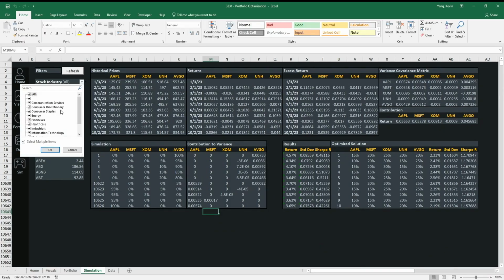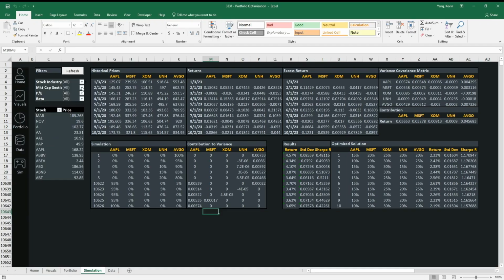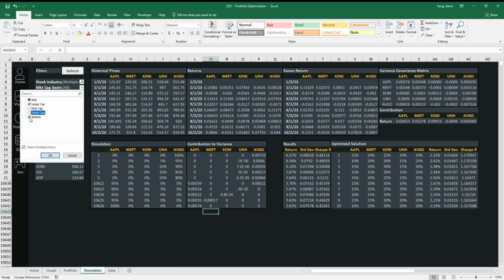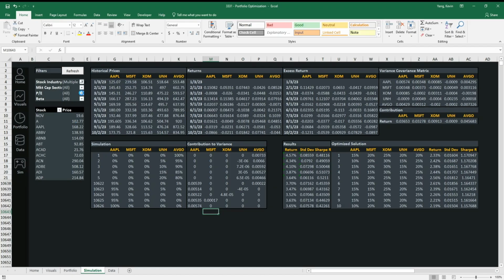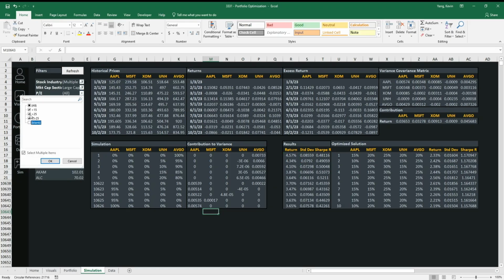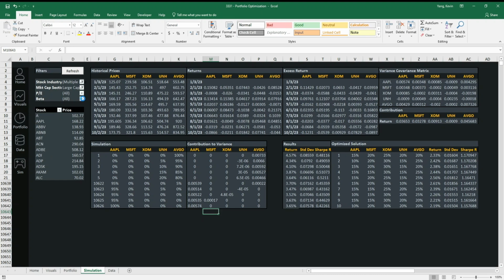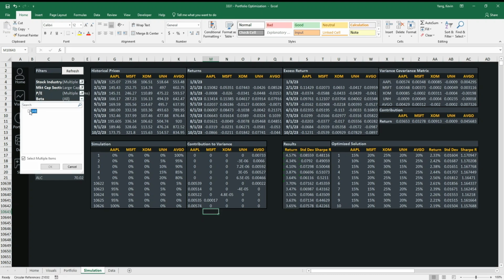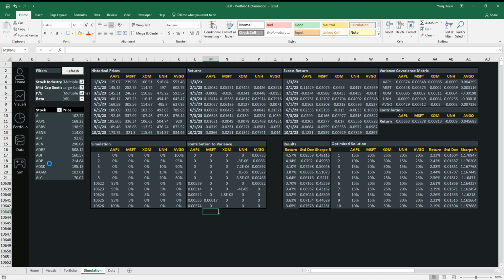Here's our simulation page, which allows users to refine their stock selection based on specific criteria. On the left side, we have some filters that users can apply. We have 4 options: the stock industry, market cap, P/E ratio, and beta value. And the table below that displays the top results based on the filters.